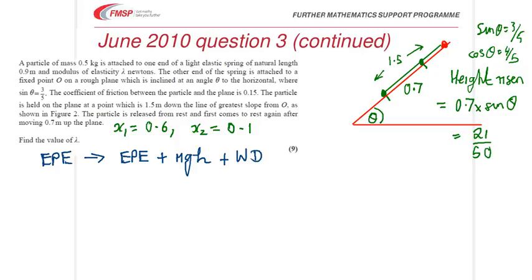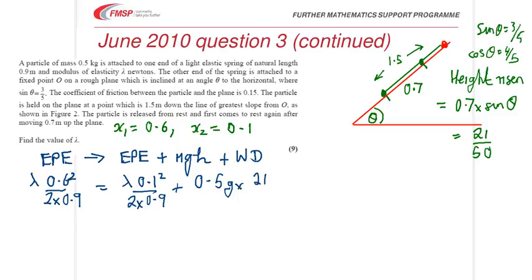Okay, so putting all those terms in, we're trying to find lambda, remember. Lambda times 0.6 squared over 2 times 0.9 equals lambda times 0.1 squared over 2 times 0.9 again, plus 0.5g times 21 over 50, plus mu R times 0.7, so 0.15 times 0.5g cos theta, which is 4/5, all of that times 0.7. Right, those are the terms.